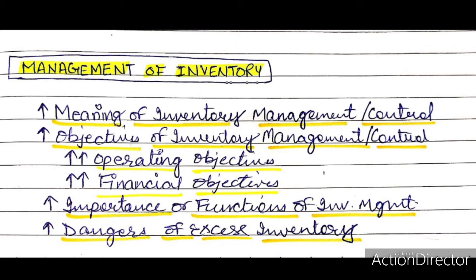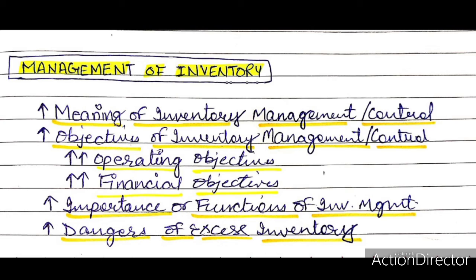Now, we need to understand the dangers of excess inventory. This is the last topic covered today. Inventory is the lifeblood of a concern, and as both high blood pressure and low blood pressure are equally dangerous to the life of a person, likewise, excessive inventory and under inventory both are harmful to the economic life and health of the concern.